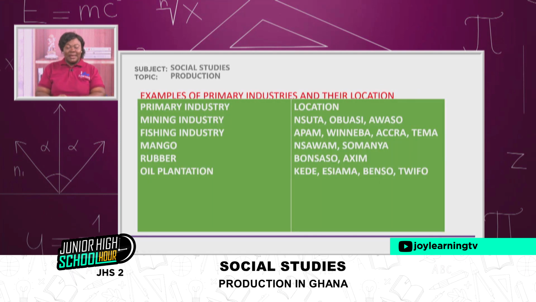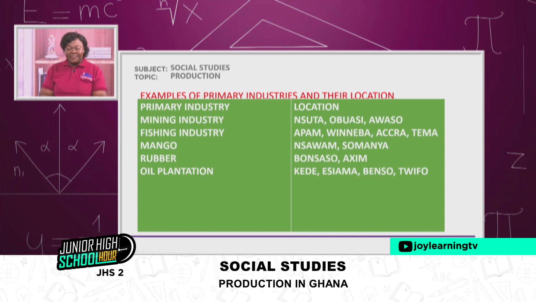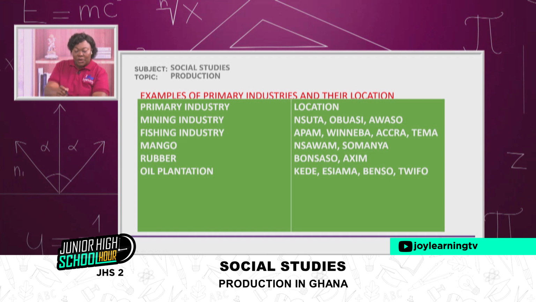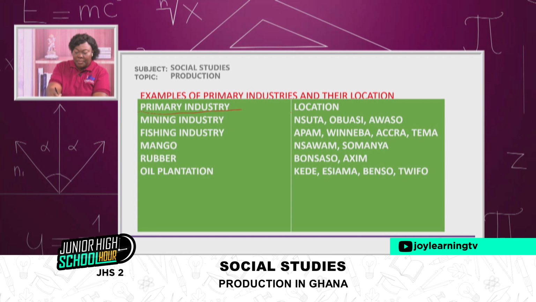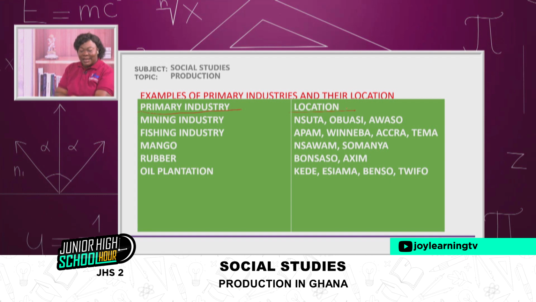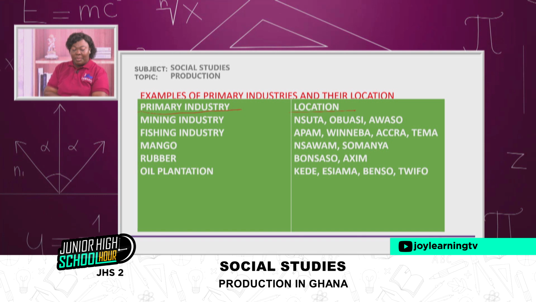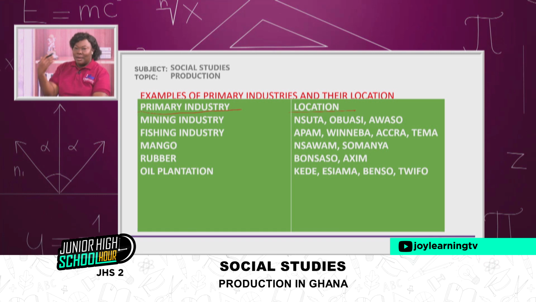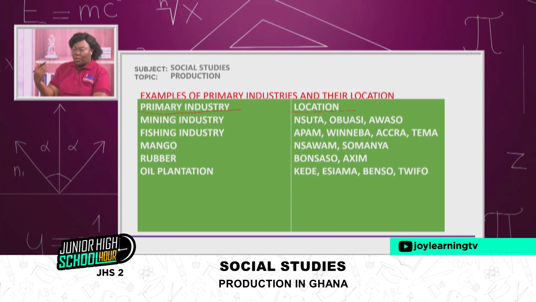Now let's look at the screen carefully and take down the salient points and jot down some of the examples of primary industries and their location. So the primary industry and their location. So that's it on the screen. Let's look at the mining industry. The mining industry is part of the primary industry because everything is got in the raw state. So we have the locations: Insuta, Obuasi, and then Awaso. For the mining industry, we can mention more and more examples of them.